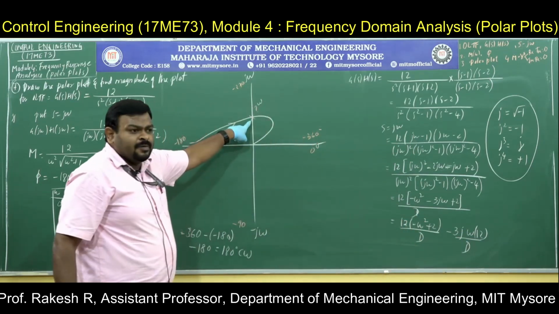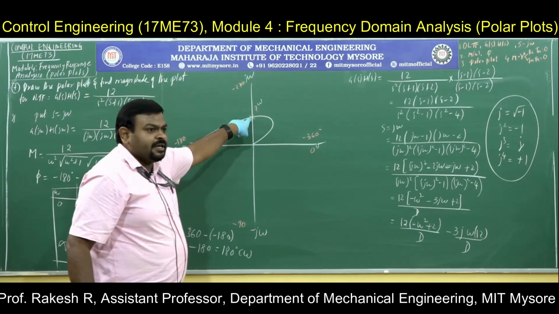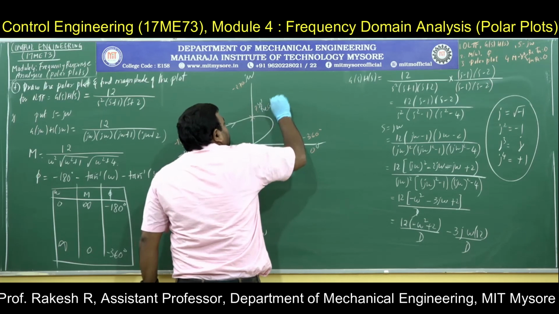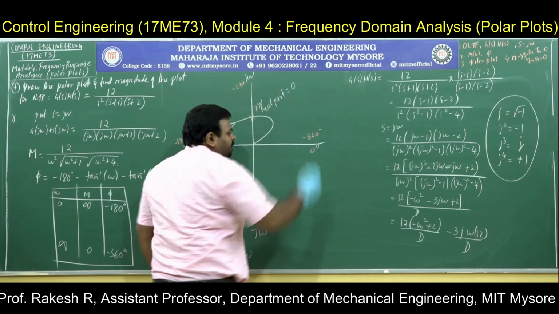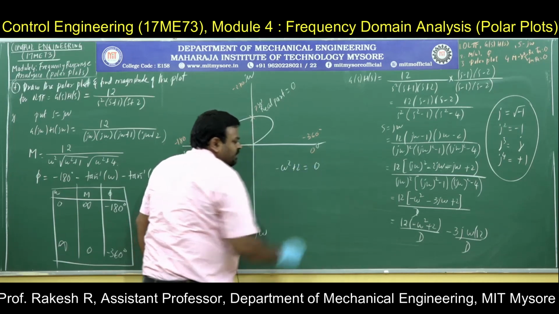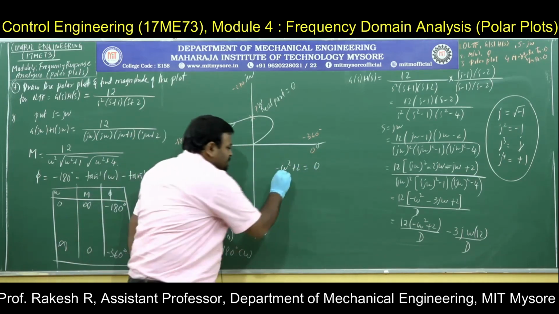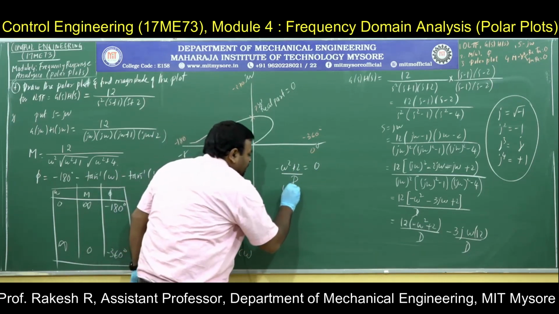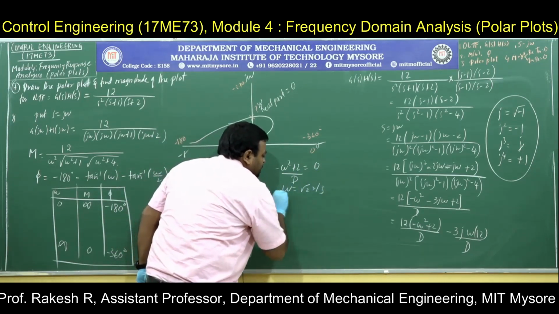Since you have the intersection point on the imaginary axis, here the real part equals 0. What is the real part? That one. So minus ω square plus 2 equals 0. The denominator I won't worry about, because this will go 0, no? That's why I am not worried. What is ω? ω is equal to root 2 radians per second.